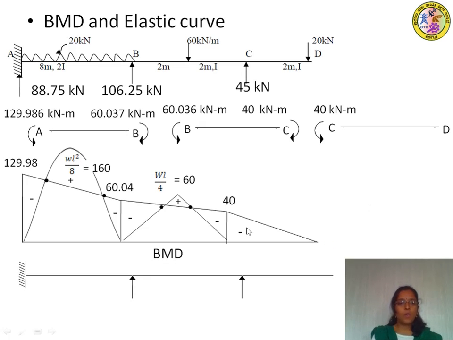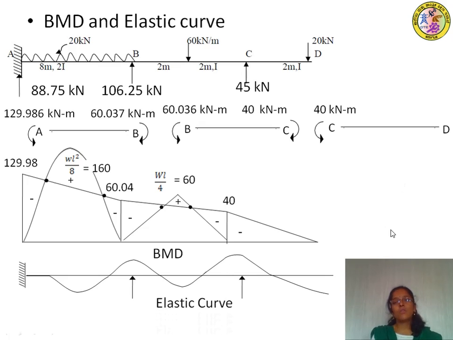Next, to plot the elastic curve, consider the given beam without loading. Draw the elastic curve with the same variation as that of the bending moment diagram. Since it's a fixed end, it has to be straight for some portion, and then positive moment dominates, therefore it has to deflect in the downward direction. And at supports, negative moments dominate, therefore it has to be hogging at the supports. So this is the variation of the elastic curve.